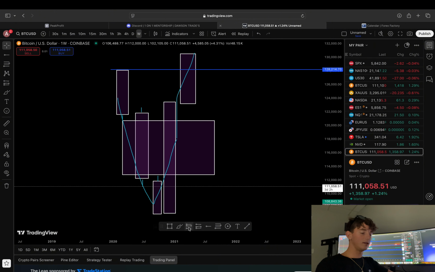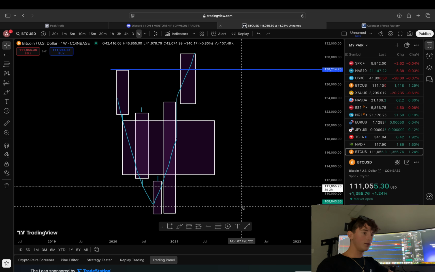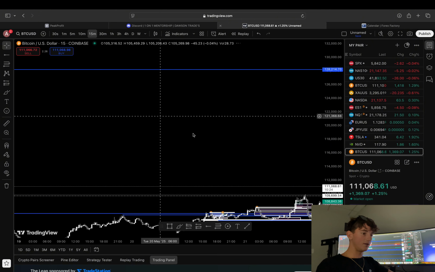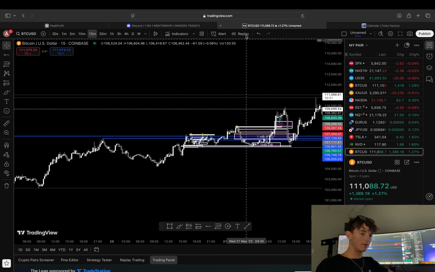So when I'm using these for IFGs or imbalance rejections or inverse value gaps, I'm using them as a confluence to get before the breaker structure. So let's go down to the 15-minute time frame and let's look at a recent trade we've taken.